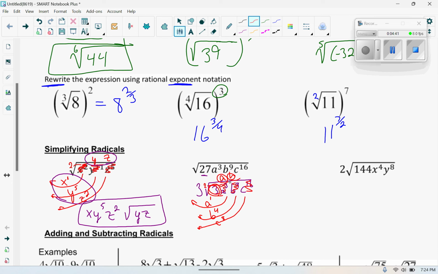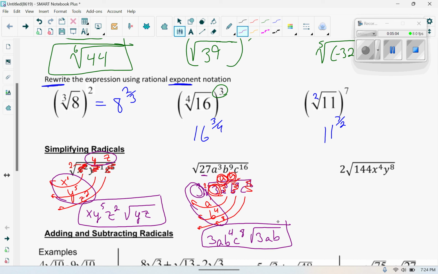So these 3 are going to be underneath my square root. And so I'm going to have, let's see, I still have this guy on the outside. So all of these are going to go on the outside. So I'm going to say 3 a to the 1st, b to the 4th, c to the 8th, and then square root of 3ab.